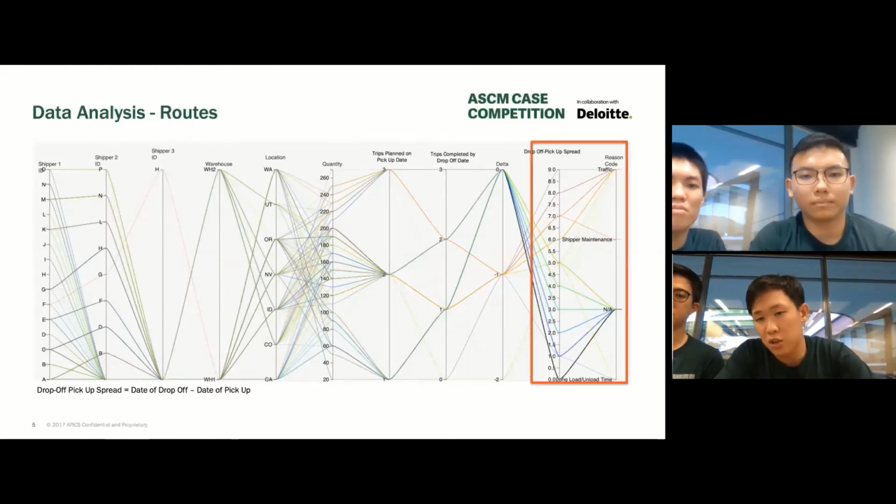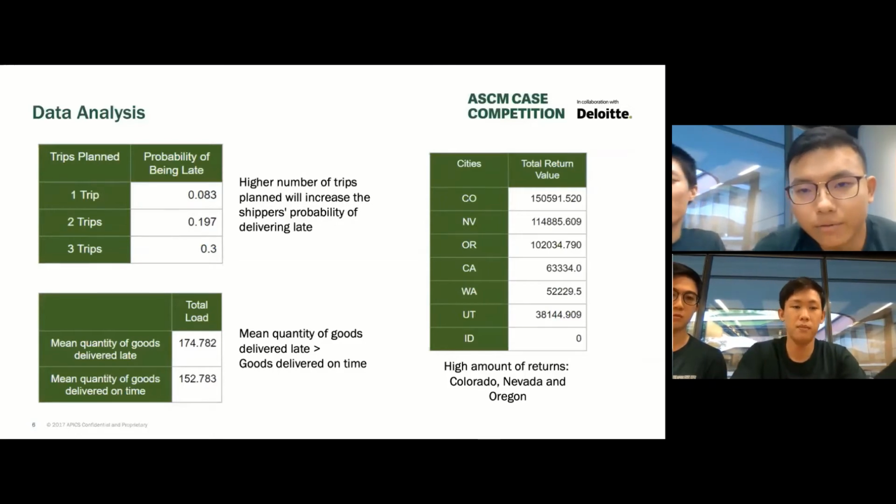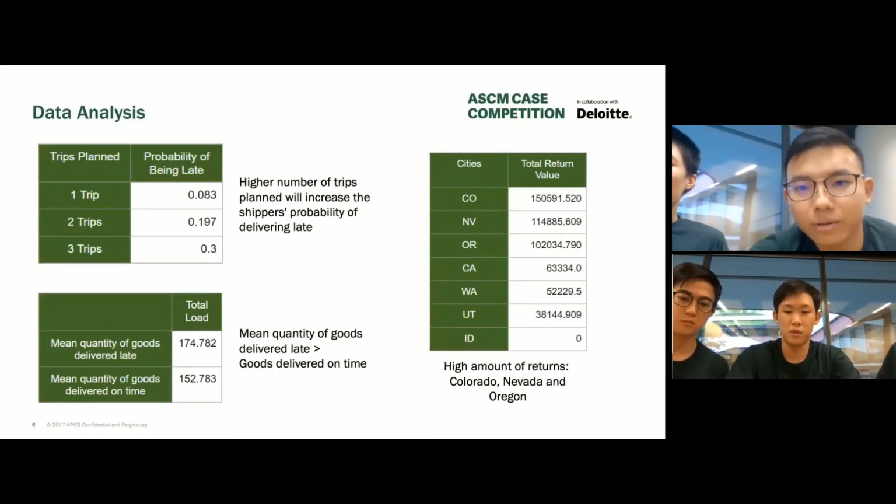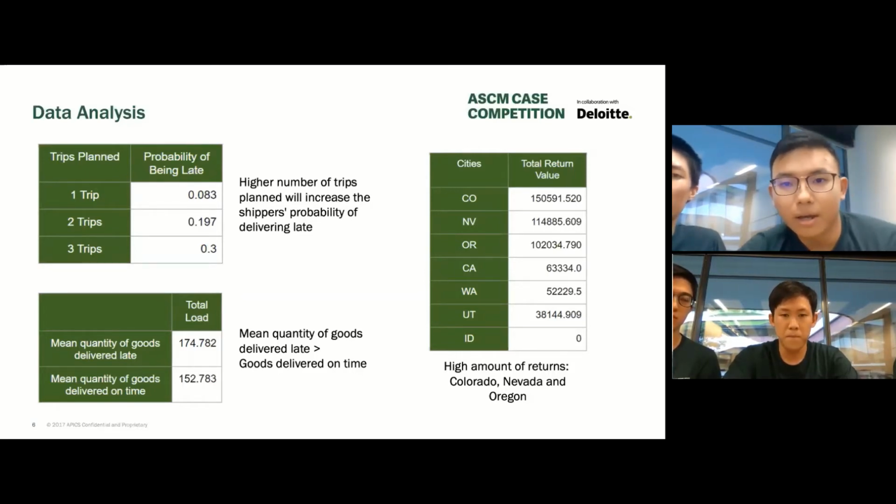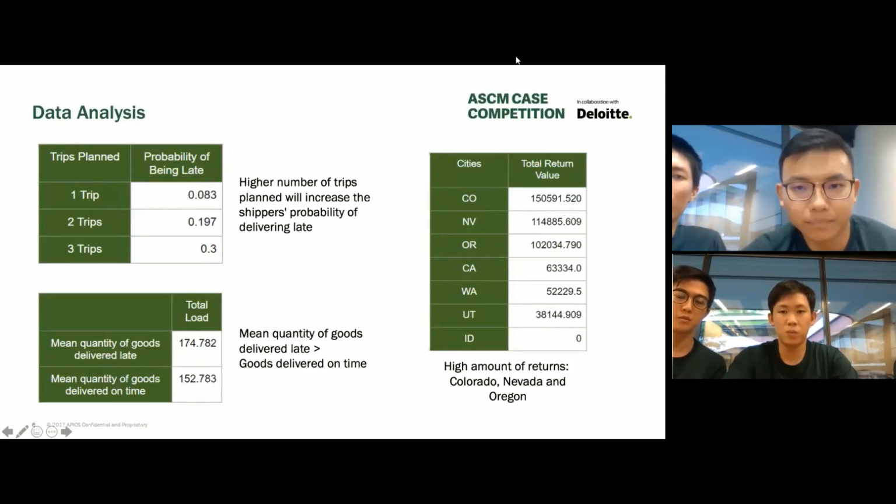So may I draw your attention to the right-hand side of the screen, which shows you the correlation between the drop-off pickup spread as well as the reason. The predominant reason for a delay is traffic conditions, followed by shipper maintenance and long loading and unloading time. In our further data analysis, we noticed that among the states, Colorado, Nevada, and Oregon face high amounts of returns. On average, the mean quantity of goods delivered late is higher than that of the goods delivered on time. And a higher number of trips planned will increase the shipper's probability of delivering late.